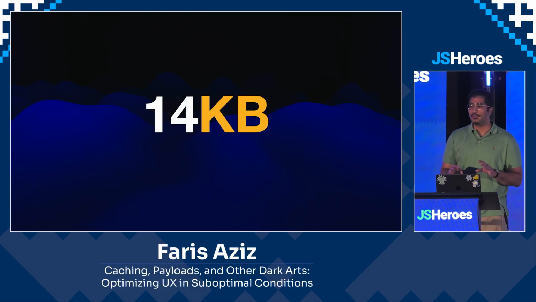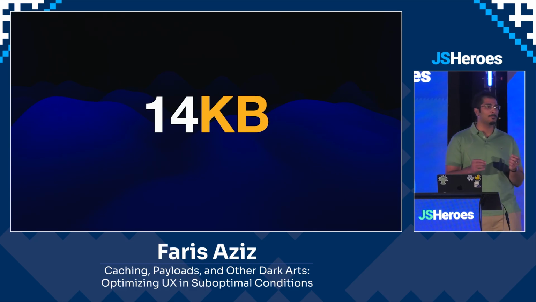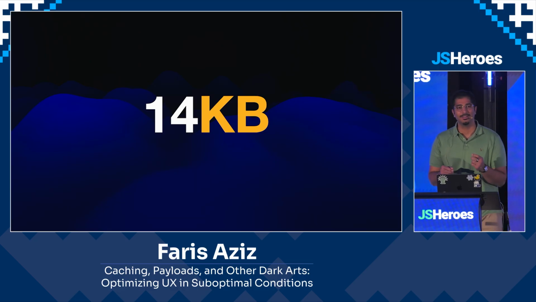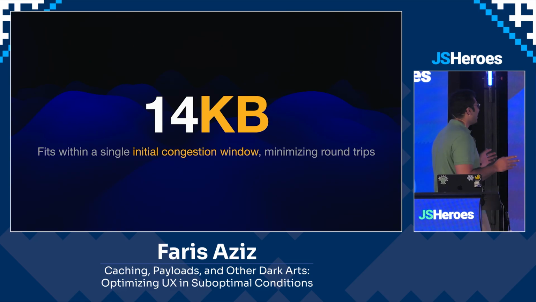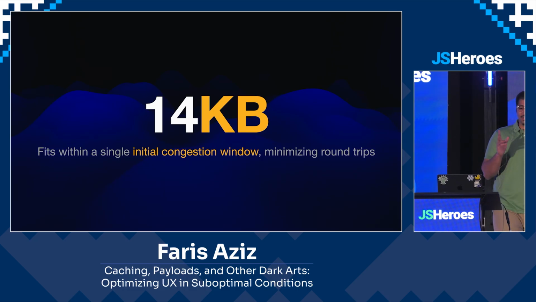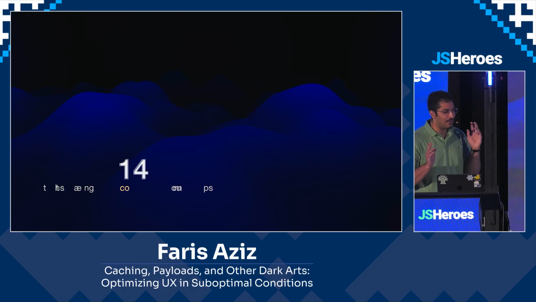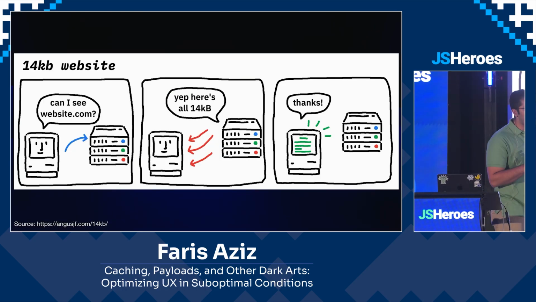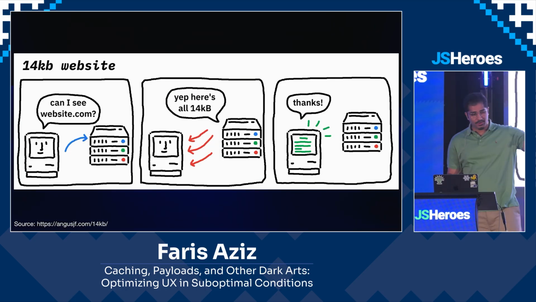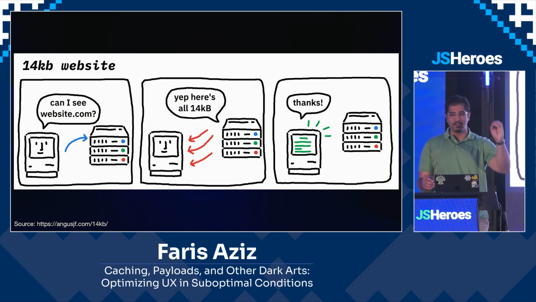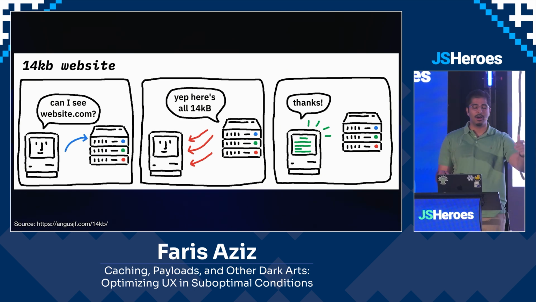Now, does anyone know why 14 kilobytes is an interesting number when it comes to network requests? Wonderful, so I could explain something new. 14 kilobytes fits in a single initial congestion window, minimizing round trips and network requests. And I like to visualize this a little bit. If you want to see a 14 kilobyte website, over here you have this image: can I see a website? It's under 14 kilobytes, so exactly the amount. You got all of it, boom, says text.